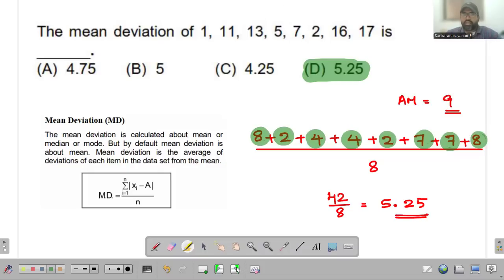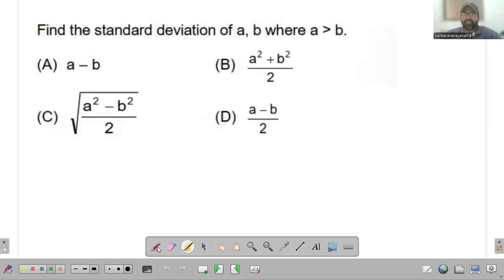All right, students. Let's now consider the next question. Here you are asked to find the standard deviation of A, B. It is given that A is greater than B. You should be familiar with the basic formula for how to find the standard deviation. I shall share that formula with you.